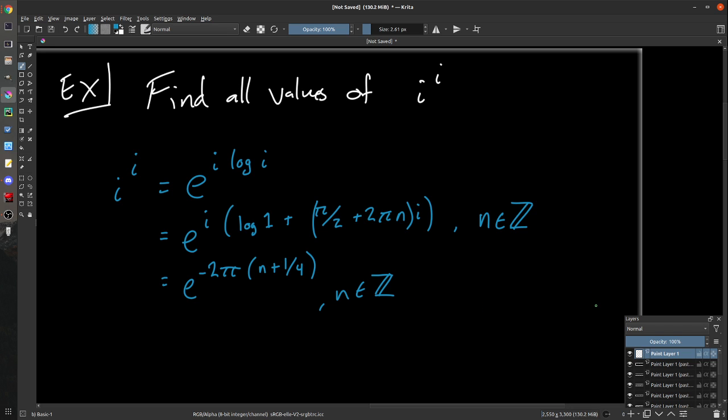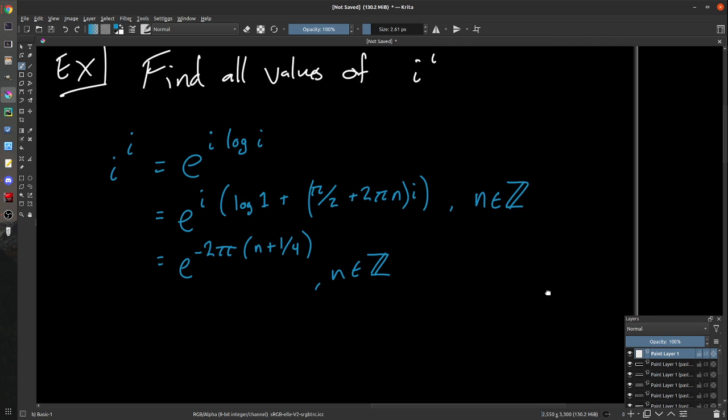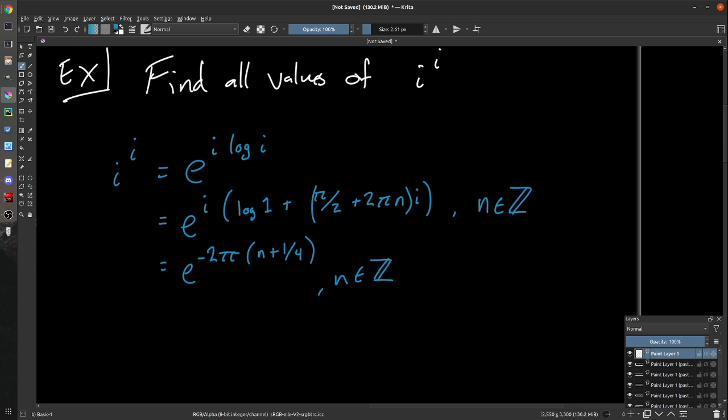If you want to skip writing n equals plus or minus 1, 0, plus or minus 2, and so on, that kind of thing, just write n in Z, much quicker. I am realizing that I don't think I have enough time to do these examples at the level of clarity I would like to here. We'll start out next time with an example or two really quick.